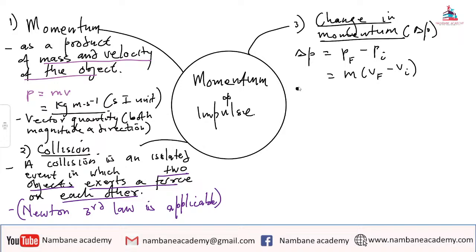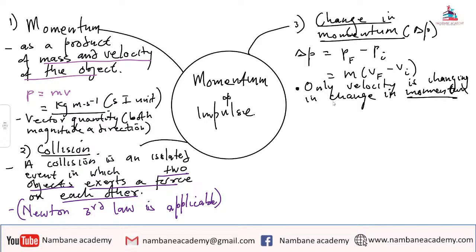What does this mean? It means that for the change in momentum, the only thing that is changing is the final velocity and the initial velocity of the object. So let's write it down: the only velocity is changing in change in momentum. Because when you check, we still have the very same object, which is only one object in this instance.